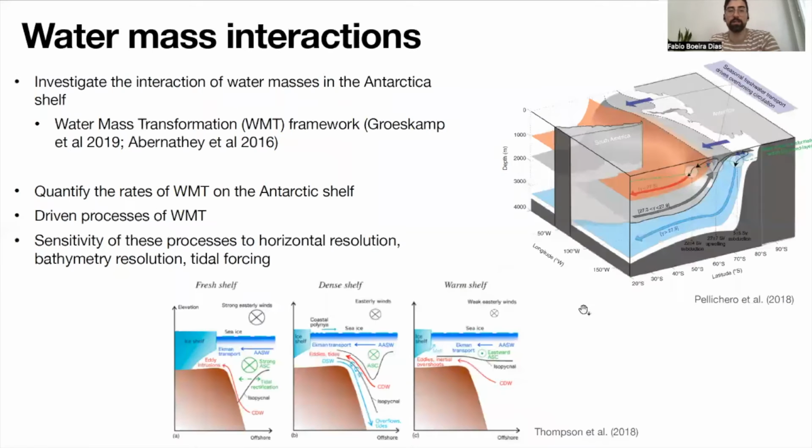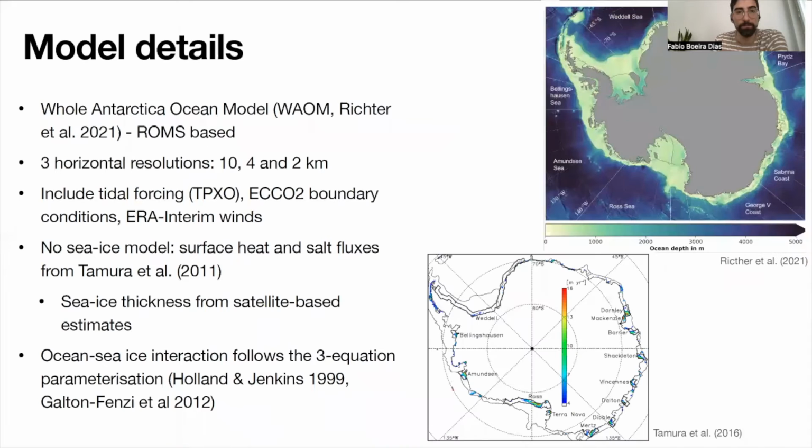Now our goal here is to investigate the interaction of these water masses on the Antarctic shelf and make use of the water mass transformation framework. Our specific goals are to quantify the rates of water mass transformation over the Antarctic shelf and investigate the driving processes. We also had a look at the sensitivity of this process to horizontal resolution, bathymetry, and tidal forcing.